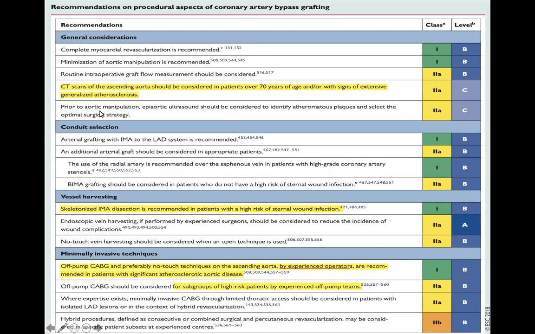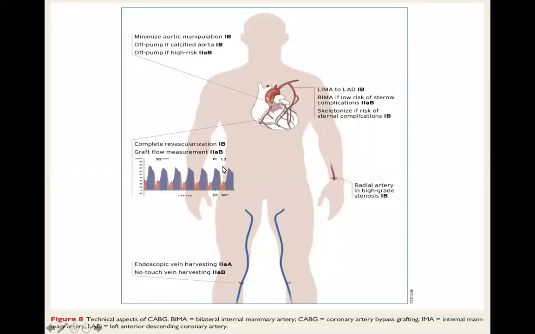And also, prior to aortic manipulation, epiaortic ultrasound should be considered to identify atheromatous plaque and select the optimal surgical strategy. So for the CT in this high-risk group, it is a 2A recommendation, and for epiaortic ultrasound, it's given a class 2A as well. And class 1, you need to minimize your aortic manipulation to decrease the risk of stroke, which can lead to increased morbidity and mortality. This is just a summary of what is in the newest European guideline.